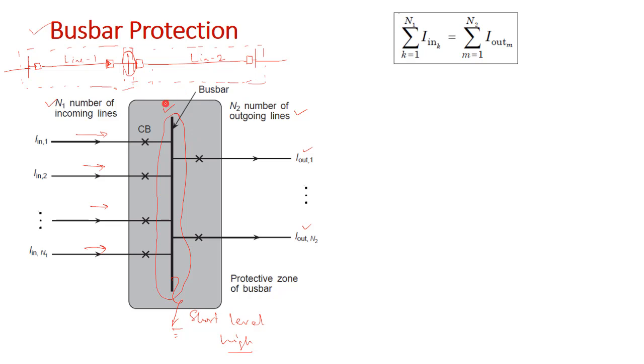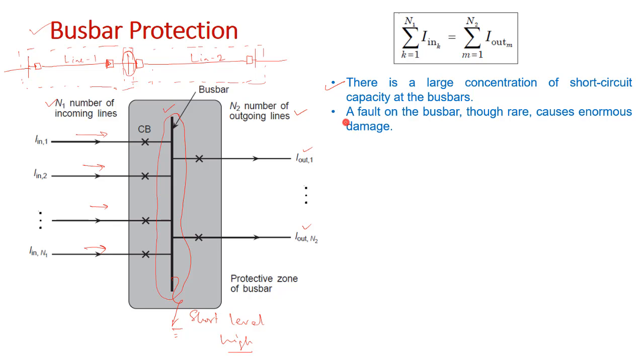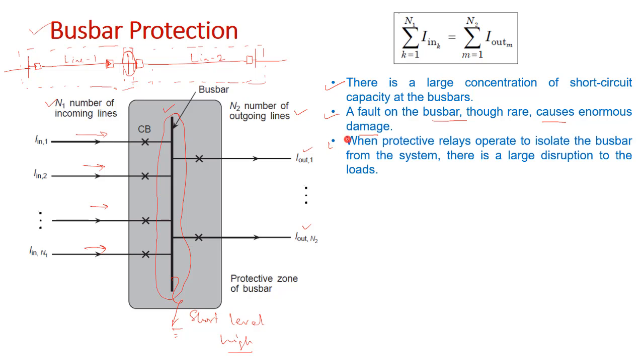Therefore, it is very essential that as soon as there is a fault in the bus bar, the bus bar needs to be isolated from the other part of the system. So we can say that there is a large concentration of short circuit capacity at bus bars, and a fault on the bus bar, though very rare, causes enormous damage. If the fault happens, it causes a lot of damage to the substation.